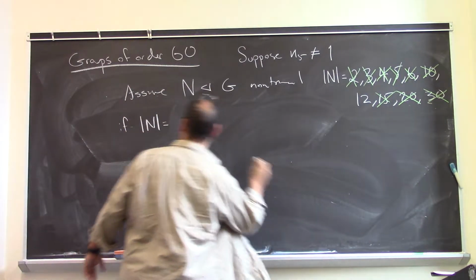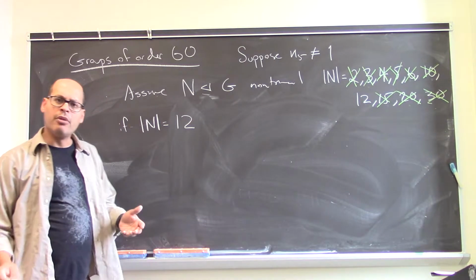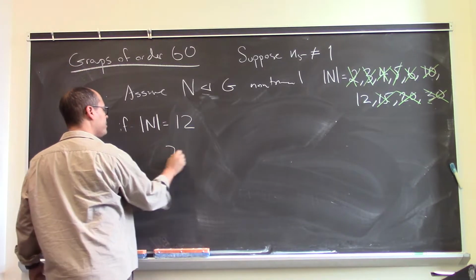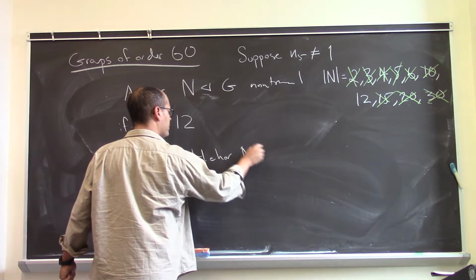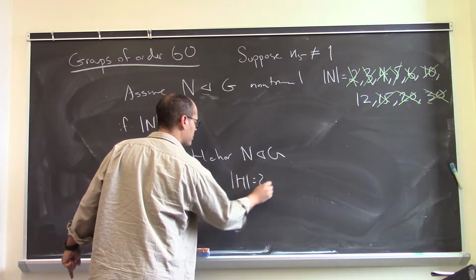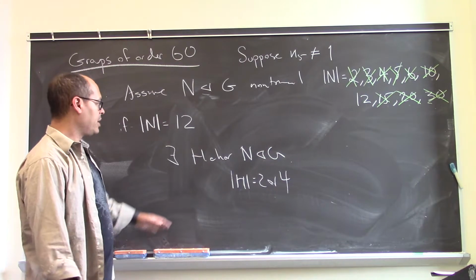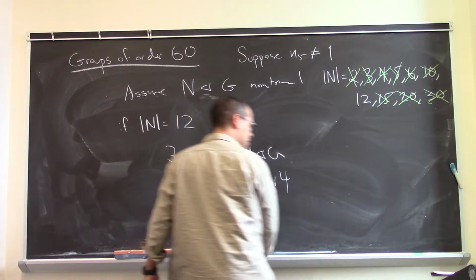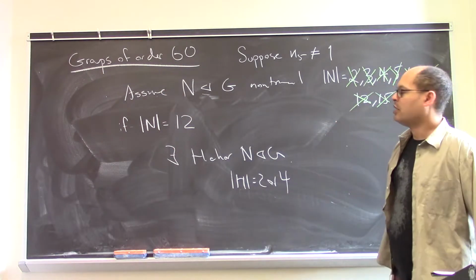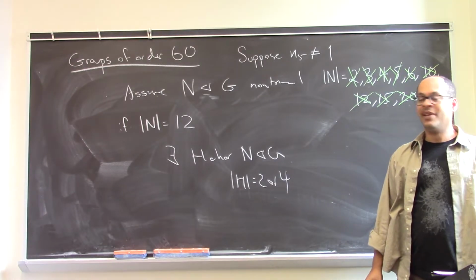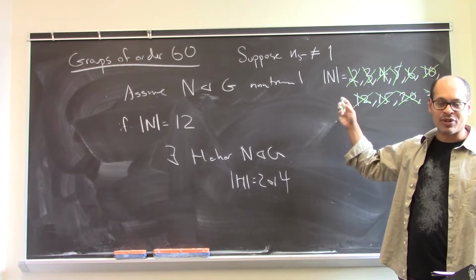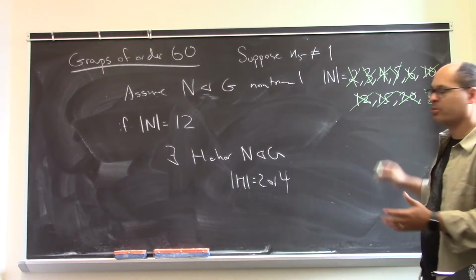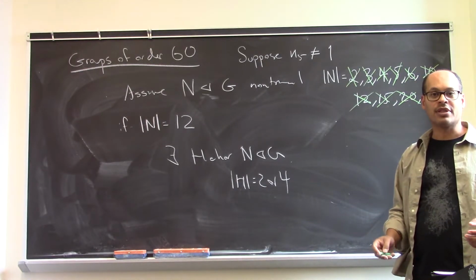But now if you have a normal subgroup of order 12, then what we know about groups of order 12 is that they have characteristic subgroups of order either 2 or 4. Which would mean that you would have a normal subgroup of the whole group of order either 2 or 4. We'd eliminated those possibilities. So therefore, there's no normal subgroup of order 12 as well. So as long as the Sylow 5 subgroup isn't normal, you can't have a normal subgroup of any other order in a group of order 60.